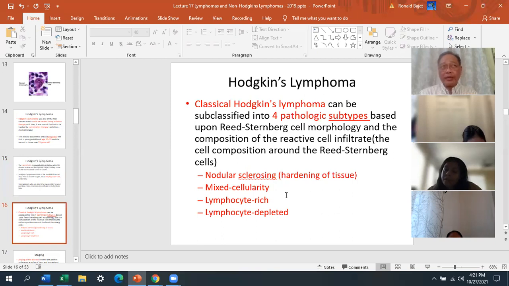Like, for example, mixed cellularity, you probably see different populations of cells. Lymphocyte rich, on the other hand, is mostly lymphocytes, okay, as opposed to mixed cellularity. And then lymphocyte depleted, where you don't see any lymphocytes at all. So those are the 4 pathologic subtypes of classical lymphoma. Make sure you know these 4: nodular sclerosing, mixed cellularity, lymphocyte rich, and lymphocyte depleted. Okay.